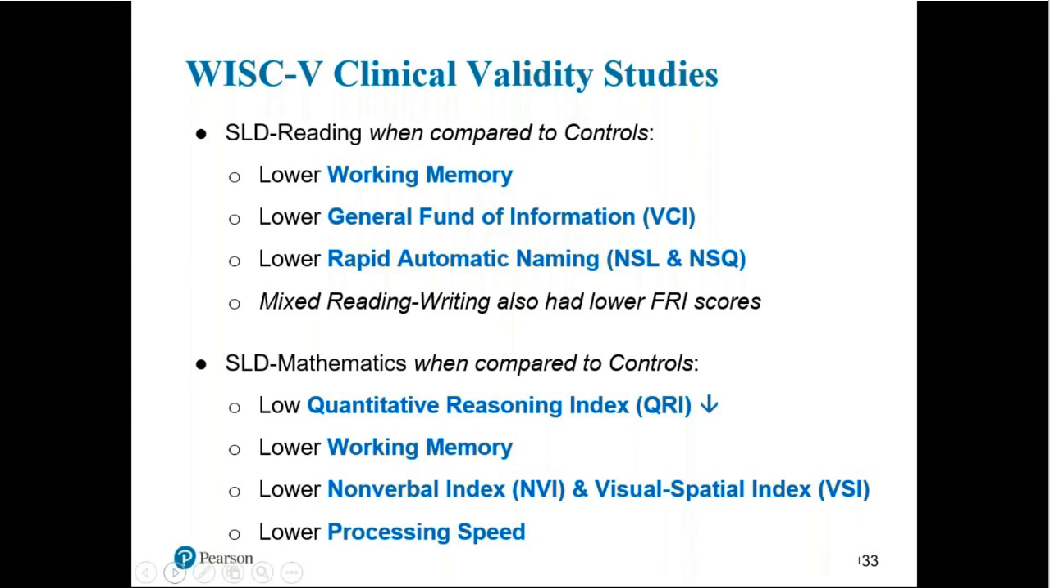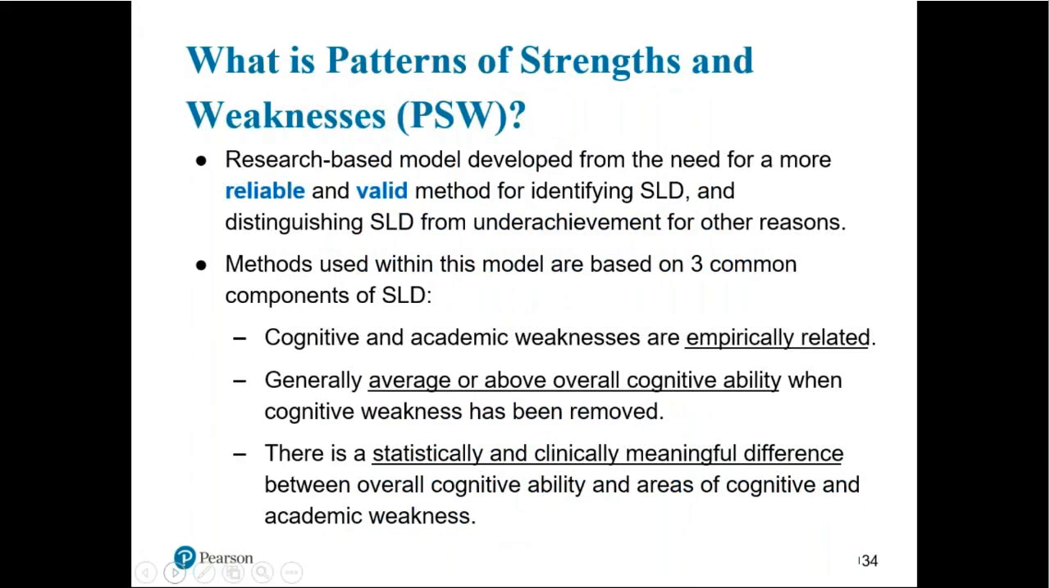When we looked at children who had SLD in relation to mathematics, again, when compared to the control group, they had low quantitative reasoning. That's probably not unexpected given the name of that index. It's looking at the quantitative reasoning or mathematical ability. They also showed lower working memory scores. They had lower nonverbal and visual spatial scores, which probably is related to the visual nature of understanding mathematics. And they had lower processing speed scores as well. So keep that in mind for a moment, because we're going to come back to that once we better understand what this PSW process is.